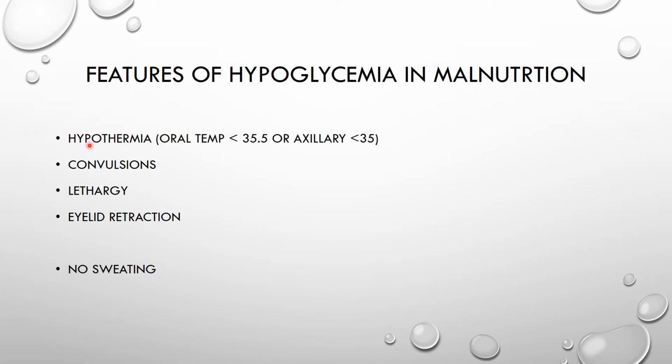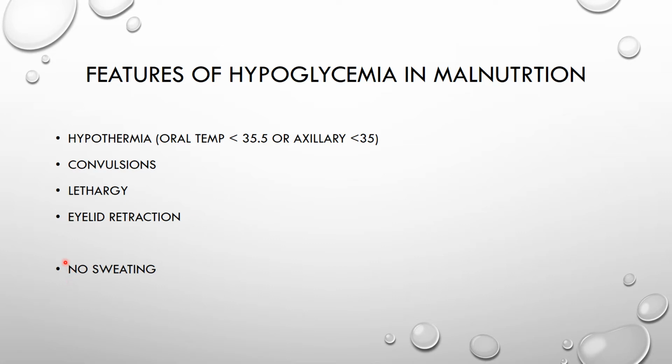So features of hypoglycemia in malnutrition: hypothermia will be seen, and hypothermia is defined as oral or rectal temperature less than 35.5 degrees Celsius, or an axillary temperature less than 35 degrees. Then there can be convulsions. The patient will be lethargic, and there will be eyelid retraction. So if the patient is sleeping or unconscious, the eyelids won't touch. There will be eyelid retraction.